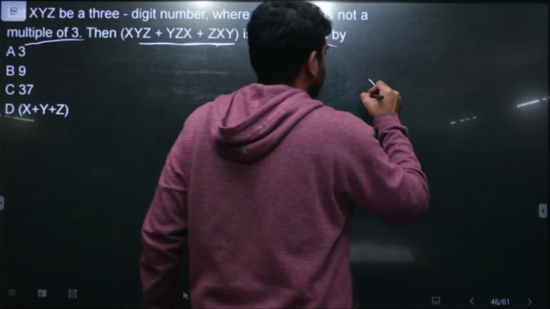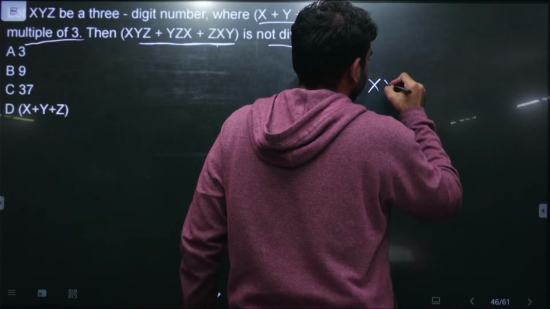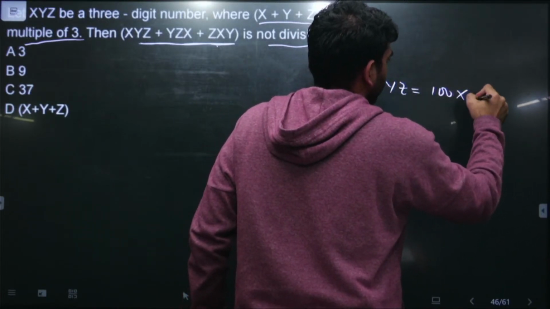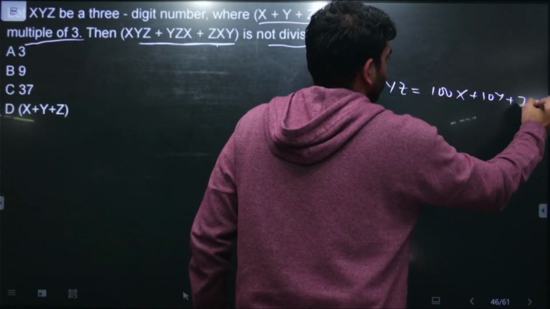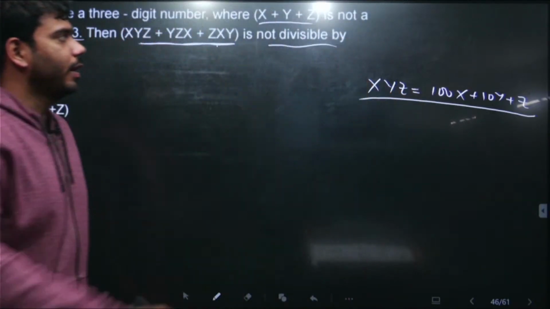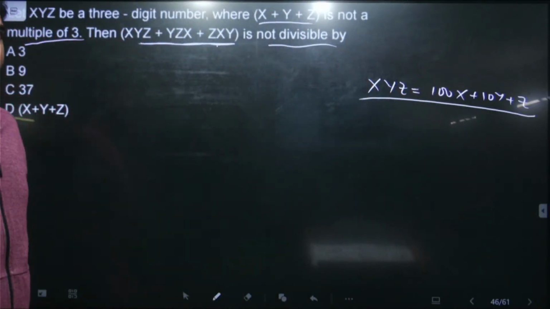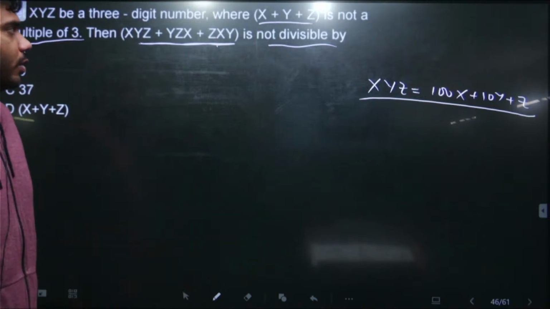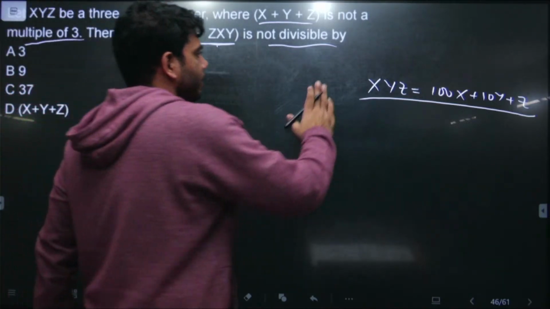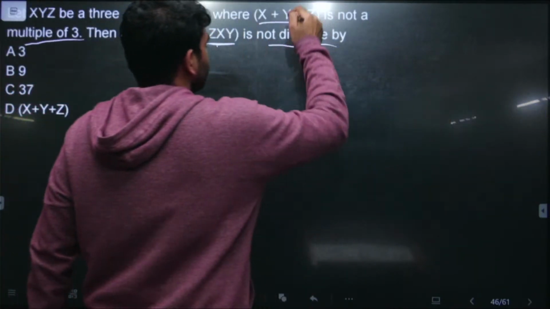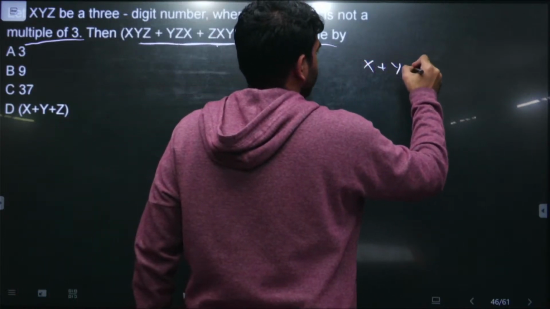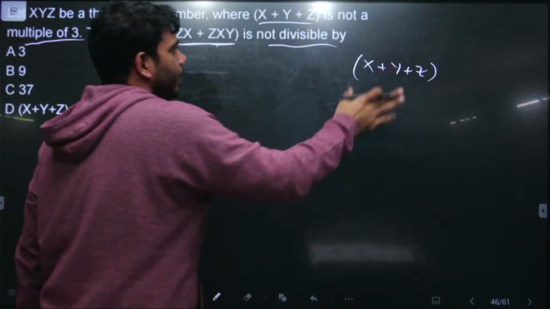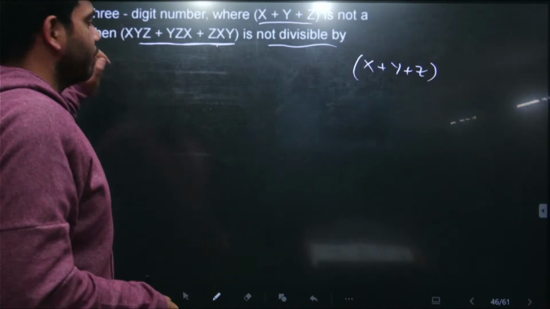Expand in the sense XYZ in expanded form we can write as 100 into X plus 10 into Y plus Z. This is the expanded form and you have to solve the question using this thing. Now another thing that we know is X plus Y plus Z जो है, that will be a number and this number is not a multiple of 3.